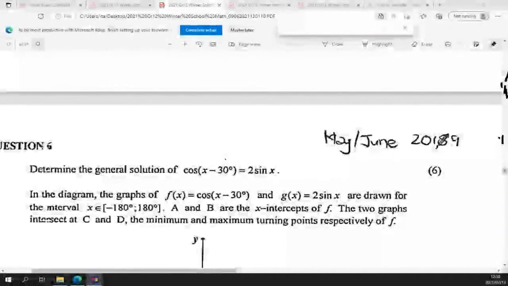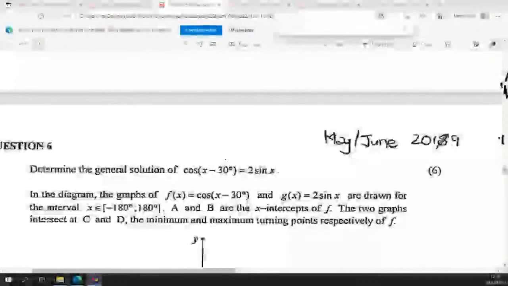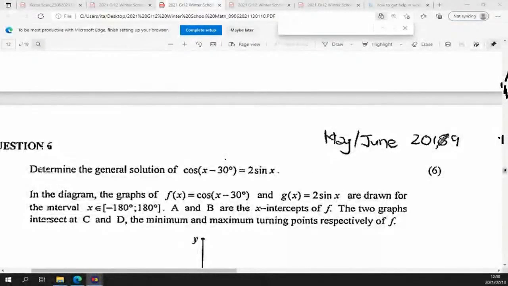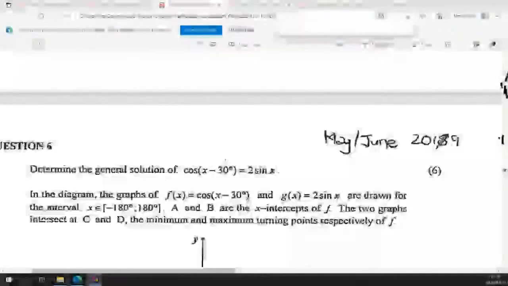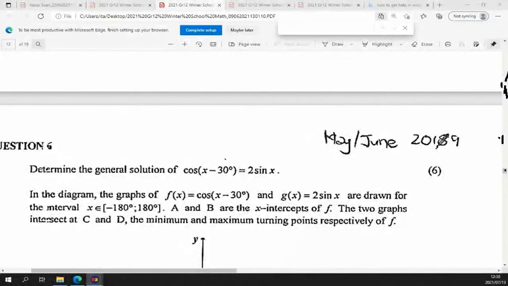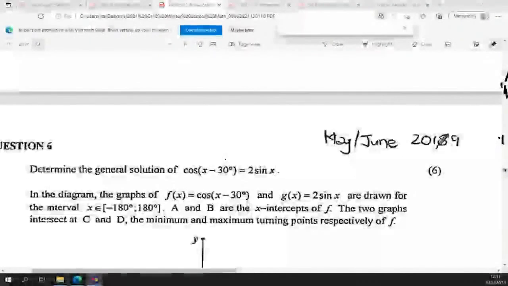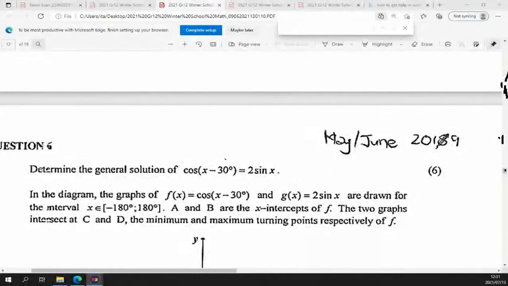Now, first things first. Is the variable the same? So I notice, yes, but there's a 2 there. How am I going to get rid of that 2? Angles are different. How do I find the general solution? So what do I do to find the general solution? Can I put them equal to 0? Can I divide by sine on both sides? Will I get the same thing?